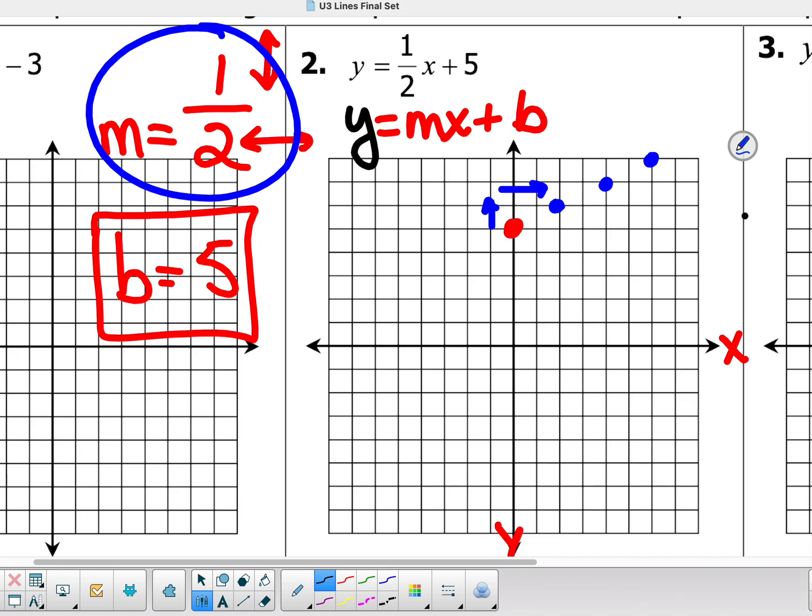To plot points on the other side of my y-intercept, I'm going to go back to the red point, and now I'm going to have double negative motion. I'm going to move down 1 and left 2, down 1 and left 2, down 1 and left 2, continuing in that manner. Then I'm going to take a straight edge, and I'm going to connect all of the points to create my line. Let's do one more on the graph.